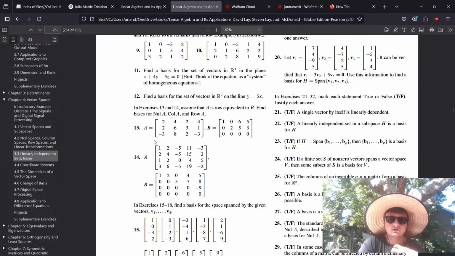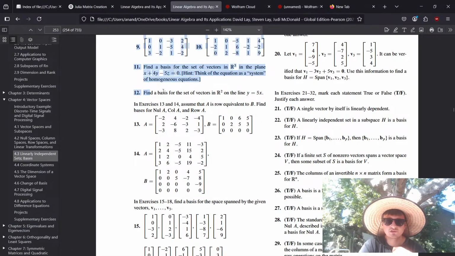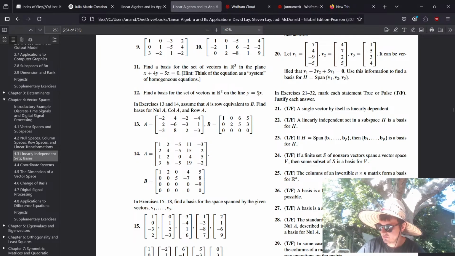All right. So we just did 11. 12 is going to be the same thing. You just turn this into a homogeneous equation. So if you get 5x minus y is equal to 0, then you can write x in terms of y. So you're going to get x is equal to 1/5 y.